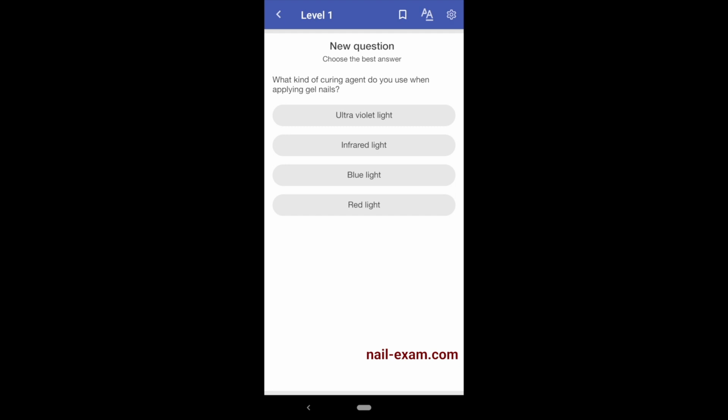What kind of curing agent do you use when applying gel nails? Answers: A. Ultraviolet light. B. Infrared light. C. Blue light. D. Red light. The answer is A.